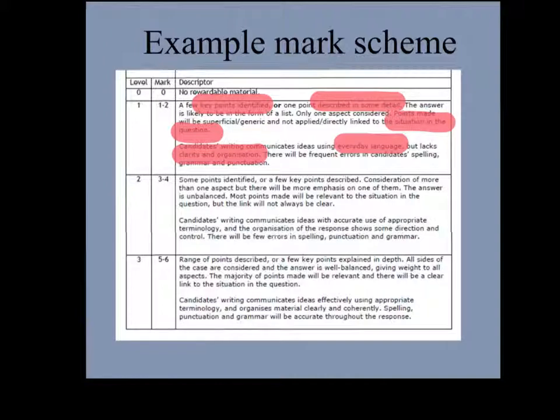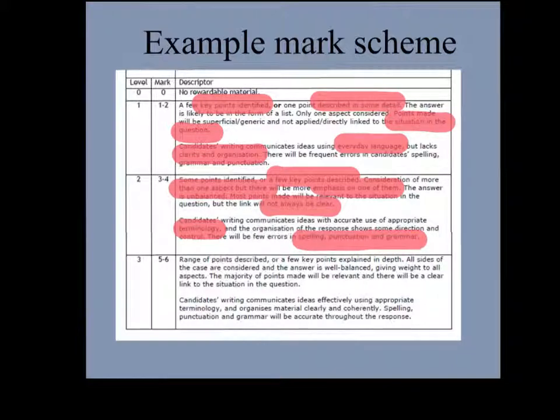Moving on to the 3 to 4 marks, a few key points are described. There is consideration of more than one aspect and more emphasis on one of them. The answer to the question is linked but not always clear. Candidates' writing communicates ideas with accuracy and the use of appropriate terminology, and the organisation of the response shows some direction. There will be a few errors in spelling, punctuation and grammar.